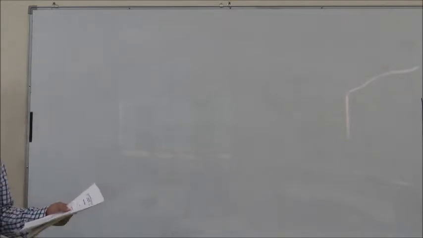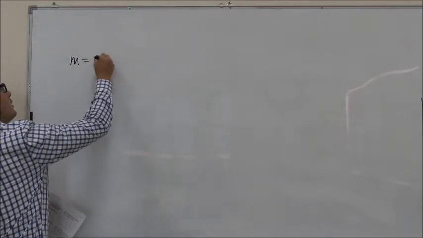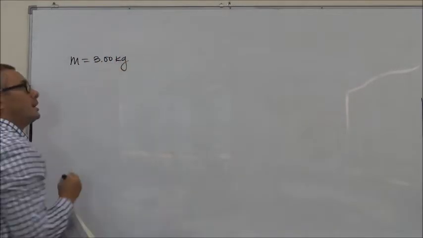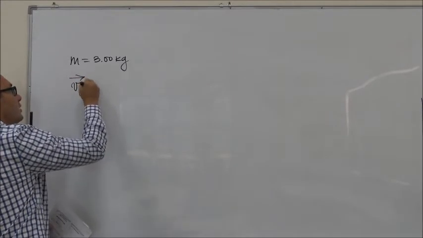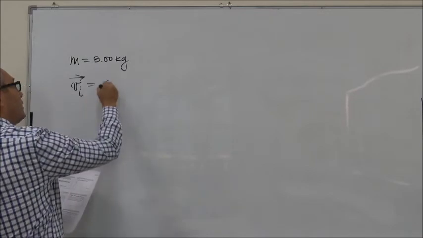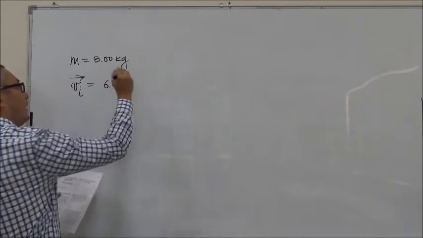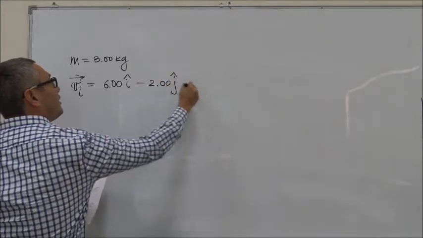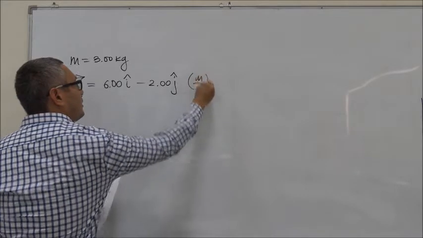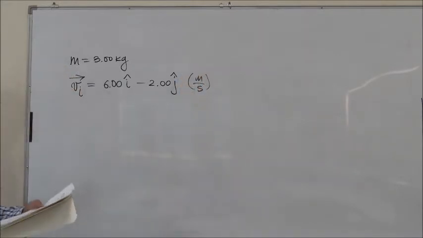In this problem, we are given an object whose mass is 3 kilograms and whose initial velocity is given in I and J notation as follows. So initial velocity is equal to 6I minus 2J, measured in meters per second. The question is, what is the initial kinetic energy of that body? So this is part A.